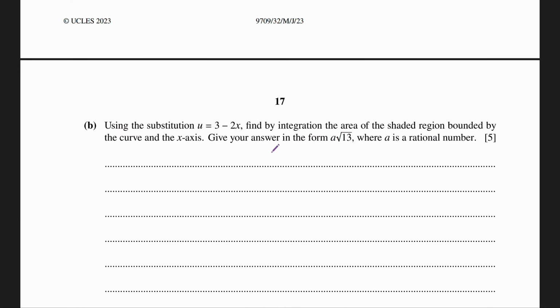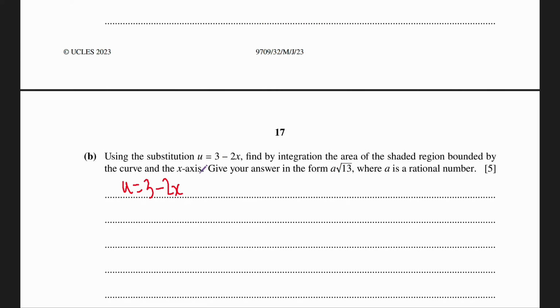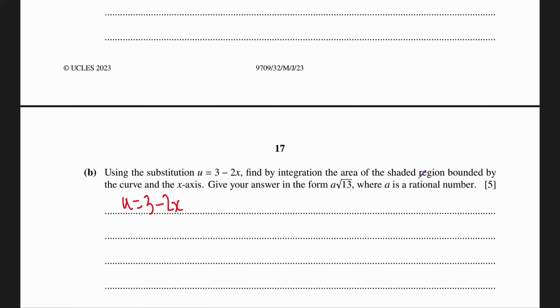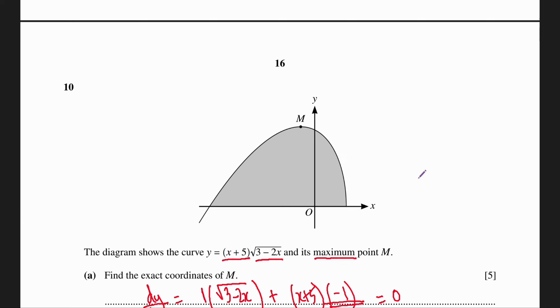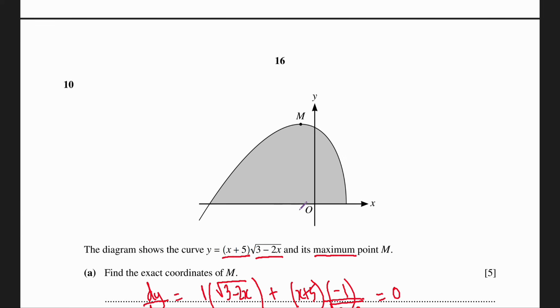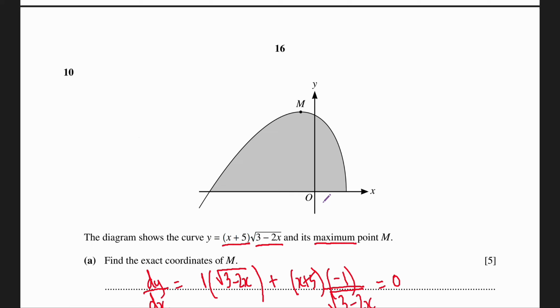Now the interesting part, using the substitution u is equal to 3 minus 2x. Okay, so it tells you what to use in this case. So you have u is equal to 3 minus 2x. Let's write that down again. Find by integration the area of the shaded region bounded by the curve and the x-axis. Give your answer in the form a square root 13, where a is a rational number. Okay, it's not too bad. So to find the integral, first we need to know what these numbers are right here. We need to know what this point is, and we need to know what this point is. Well, those points happen when y is equal to 0.